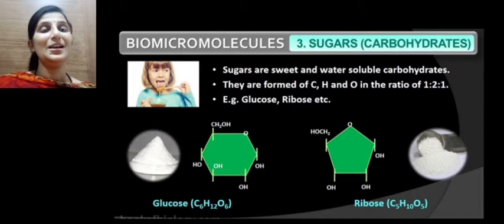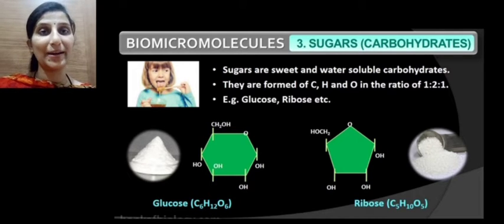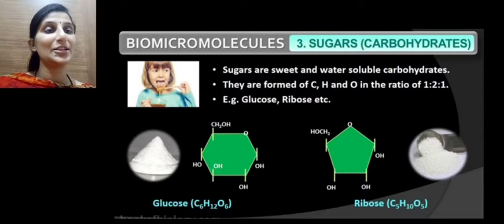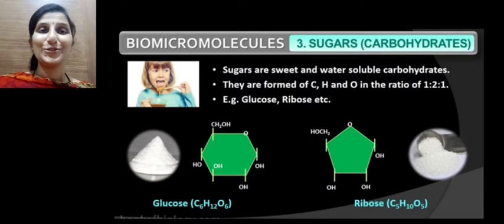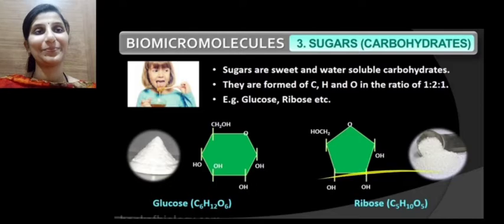For example, the simple sugars are glucose and ribose. Glucose has six carbon atoms, whereas ribose has 5 carbon atoms. And we can see the formula, it is 1:2:1. C6H12O6 for glucose and C5H10O5 for ribose. So that's about sugars. They are soluble in water and they are sweet to taste.